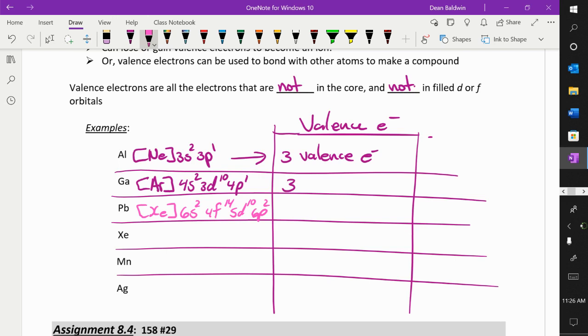How many? So the configuration is 6s2, 4f14, 5d10, 6p2. So the only ones that we worry about are those ones. All right, the p and the s. So this has got 4. Okay. All right, you do the last 3, please.